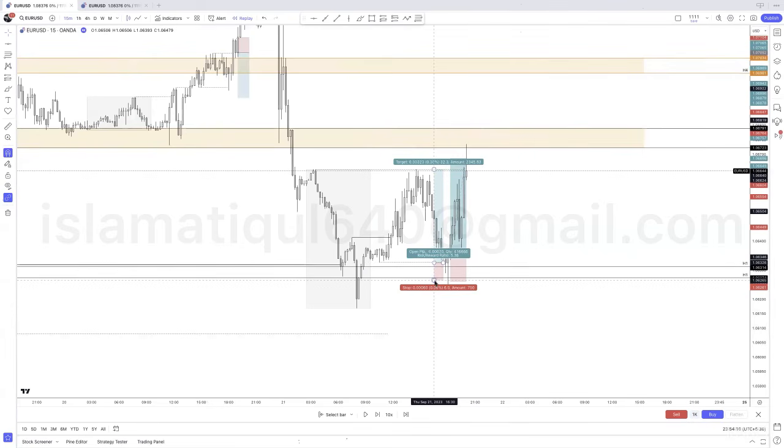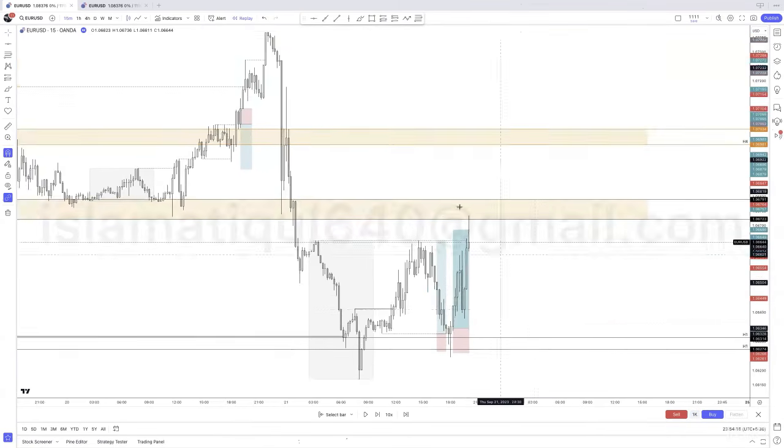You got stopped out because your stop loss was too tight. Other than that, nothing else. We had equal highs here, so they have to be taken out. We are at a discounted price of the current range. So the only reason you're getting stopped out here is because the stop loss is too tight.